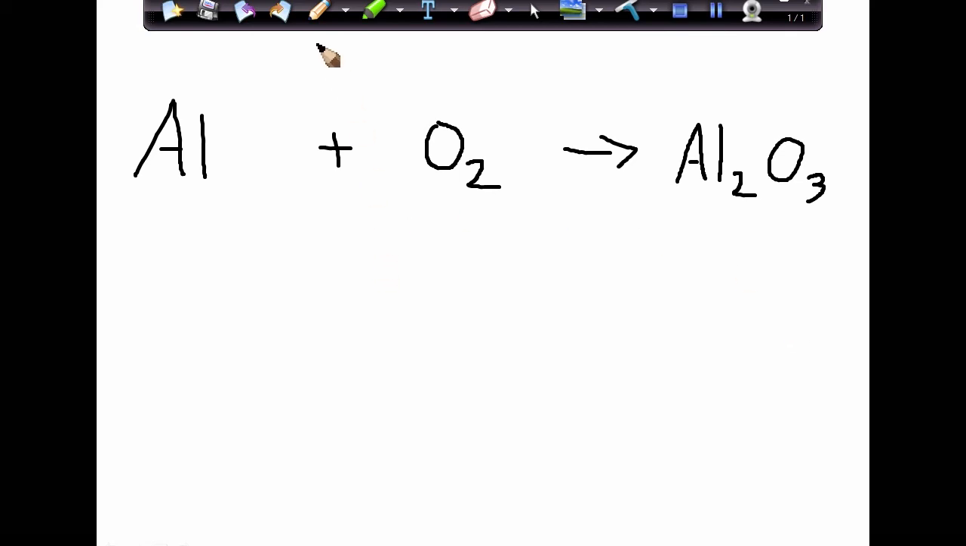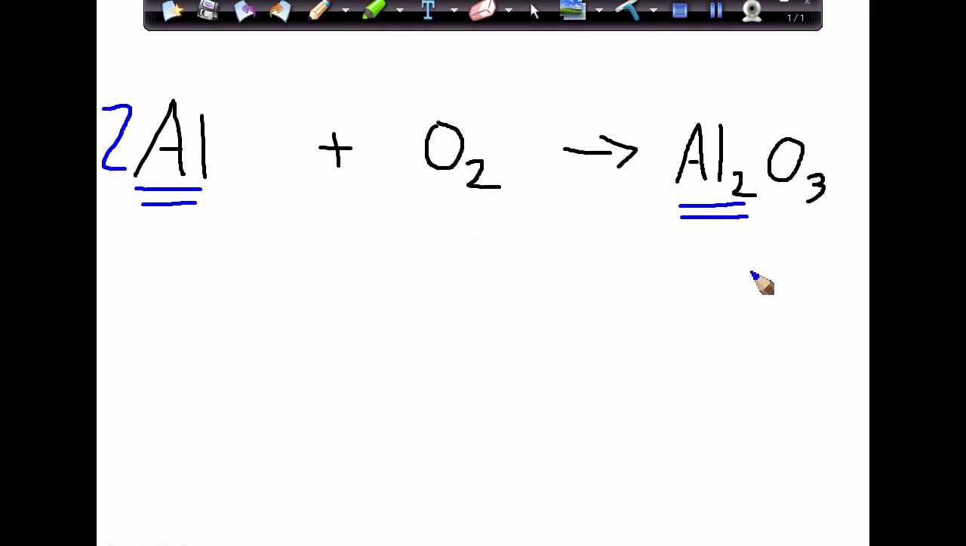So again, my tip is that you start with the most complex formula. So let's start with this one over here on this side. If we look at this, we've got 2 aluminiums. That's fantastic. We've got over here on this side just aluminium on its own, so we can just whack a big 2 in front. And now we've got 2 aluminiums here. Now we've got 2 oxygens here, and we've got 3 oxygens here.